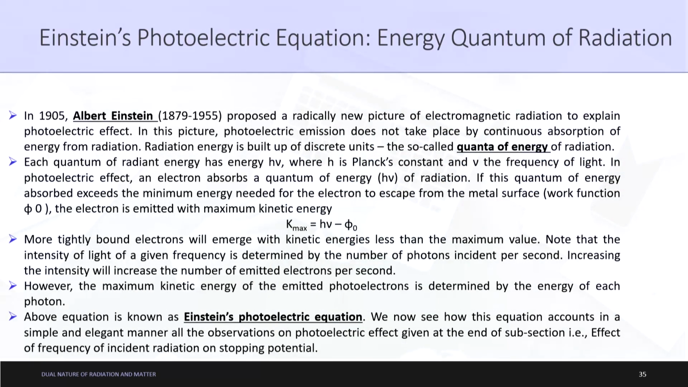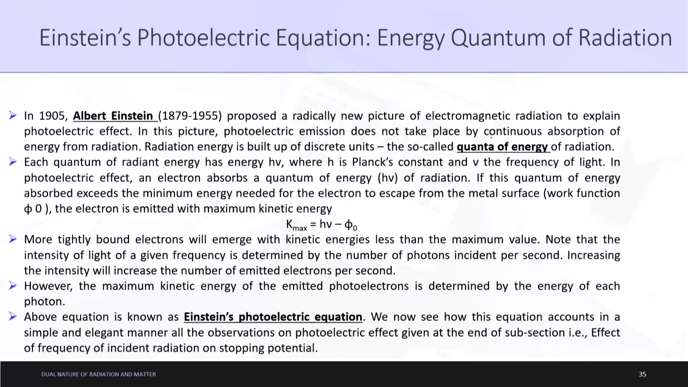Till 1905, when Albert Einstein did not propose his idea, it was understood that the complete energy being absorbed is by continuous absorption. But actually what is happening is that small discrete units, which he defined as quanta of energy, were being irradiated with time, and those were being absorbed.